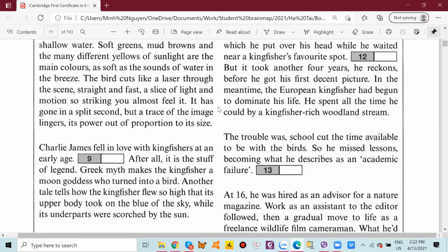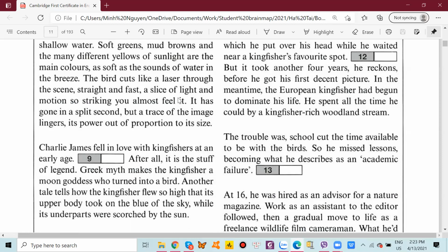Cuts like a laser through the skin. So usually we see the laser as a kind of toy when we are young, and when we grow up, we also feel like we love playing with a laser toy. They use two adjectives, straight and fast, which are really good for describing the speed of a laser light.